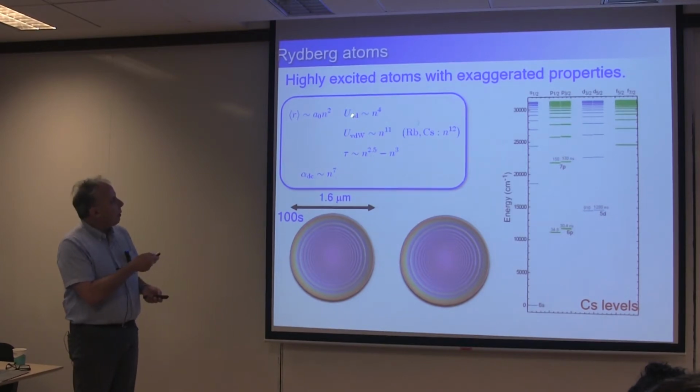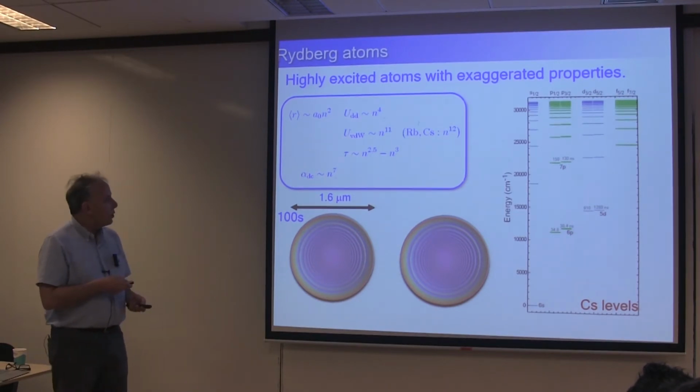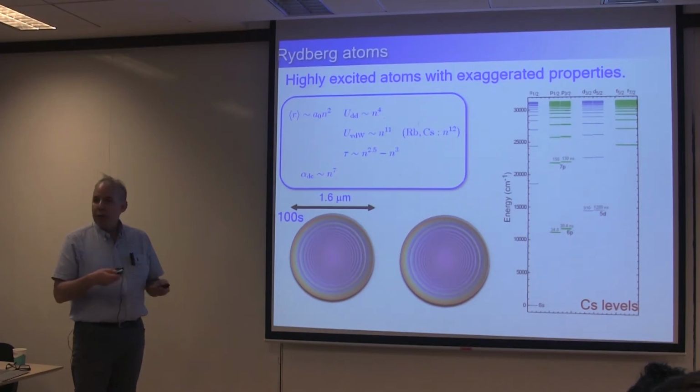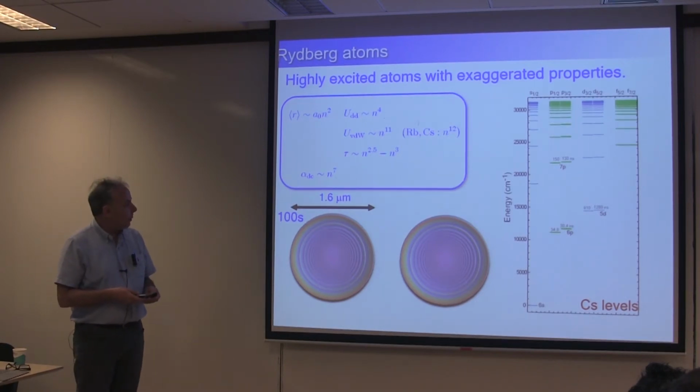So the resonant dipole-dipole interaction scales like n to the fourth. The effective van der Waals interaction between two such Rydberg atoms scales as n to the 11th or even n to the 12th for the heavy alkalis. And it's the combination of these very large interaction coefficients together with lifetimes that also scale as a power of the principal quantum number, the combination of those two that is enabling for quantum information and creating entanglement.